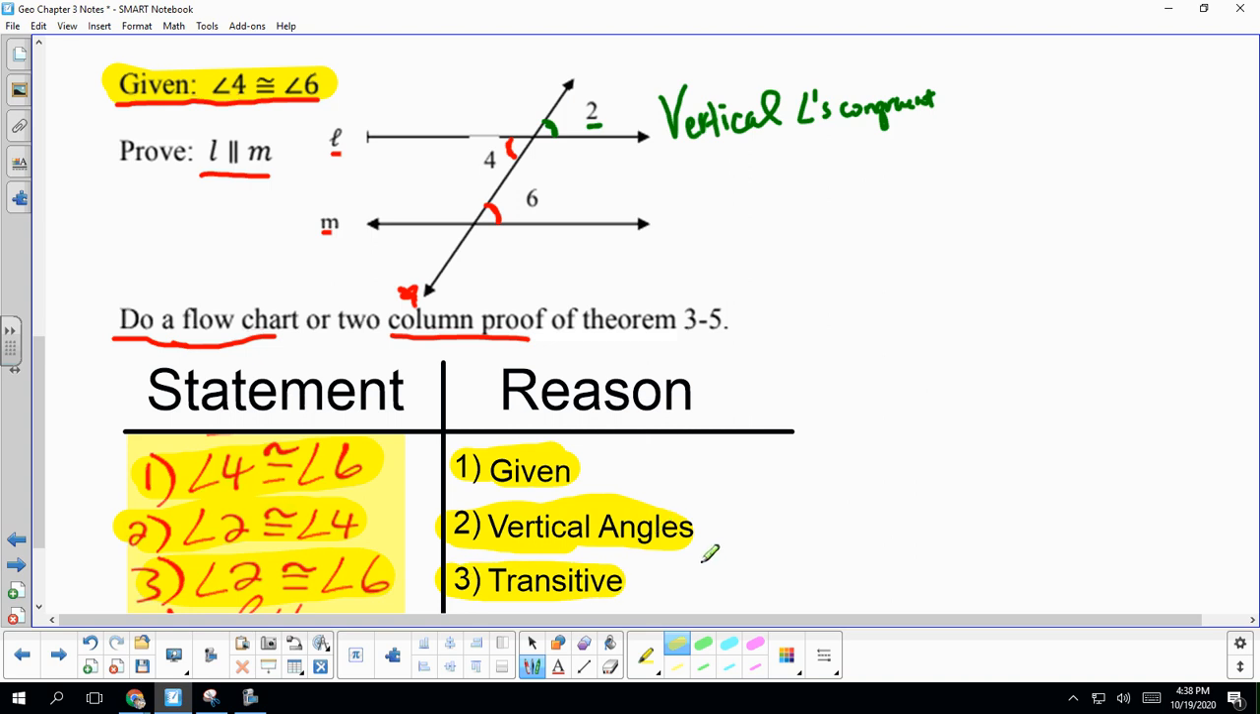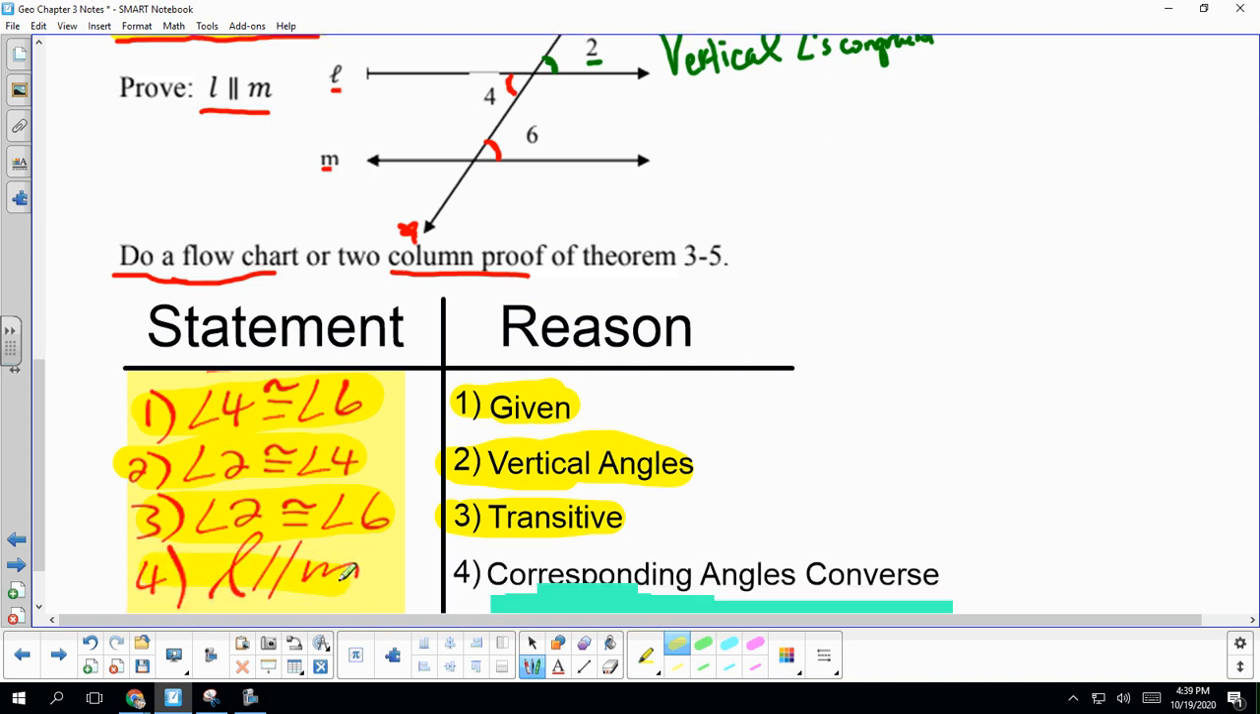So of our angles, we've got corresponding angles congruent, alternate interior angles congruent, alternate exterior angles congruent, and same side interior angles are supplementary. Those are the only parallel lines ones that we have. Okay, so angle 2 is congruent to angle 6. And so we can now say L is parallel to M because of the corresponding angles converse. Because if corresponding angles are congruent, then the lines are parallel.